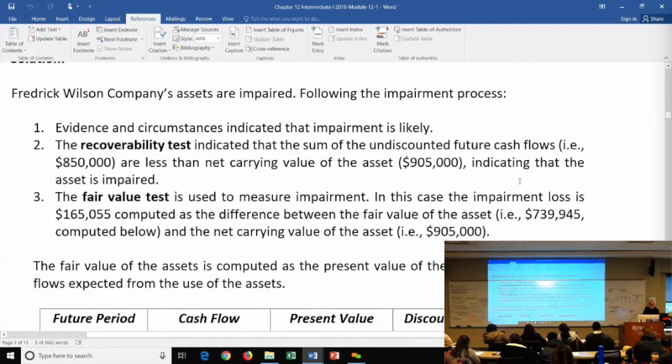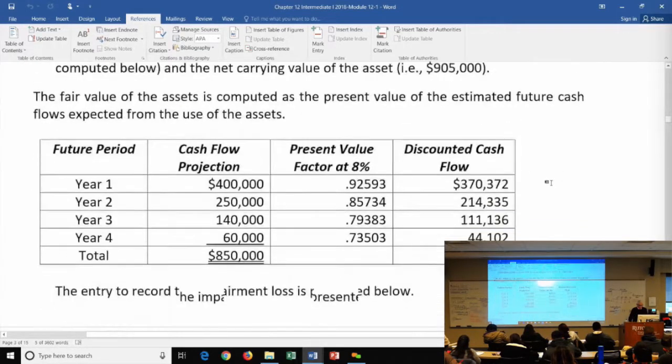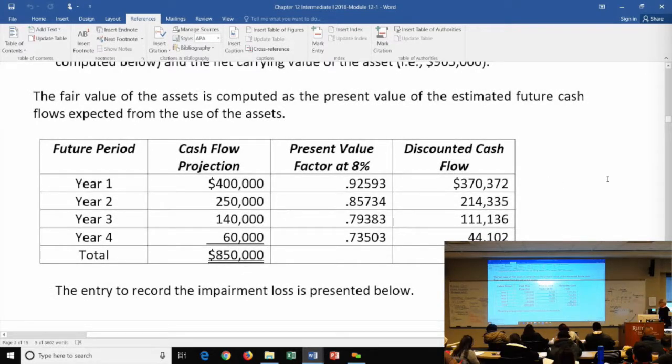Now, to get the impairment, we have to look at the cash flows. So we went through the recoverability test. I could give you the fair value, or in this case, we're showing you how to get it. For the final, I'm going to give you the number: 739,945. That's the fair value. I couldn't get an appraisal and did not have a market comparable, so I used discounted cash flows. The company's cost of capital was 8%. I discounted those cash flows back, and 739,945 is the fair value. The carrying value is 905, and in this case, I have an impairment loss to be recorded of 165,055.